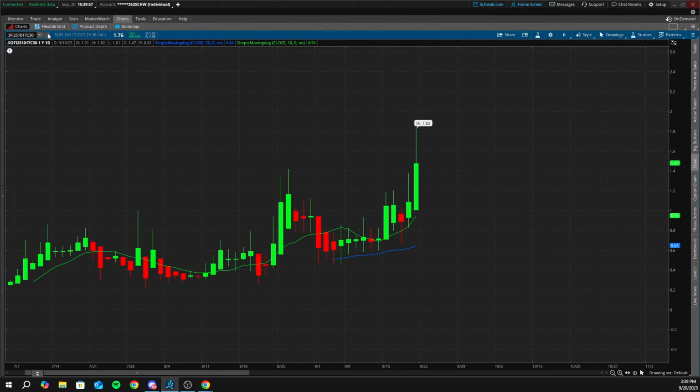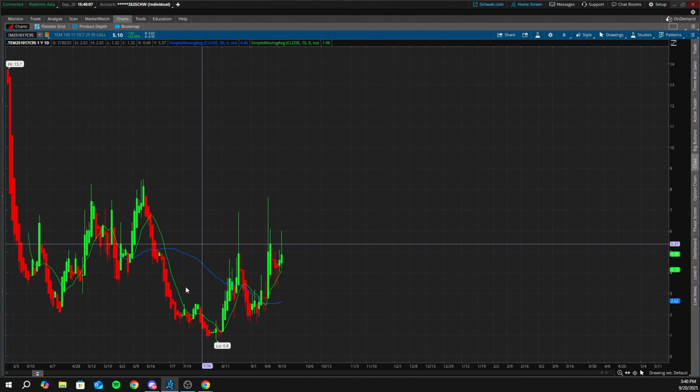It's pretty simple. But SoFi was a great one. I was talking about this the last couple days in the Discord, and we finally got that leg up on Friday. 10, this is another really good looking one that I like and I'm currently in.